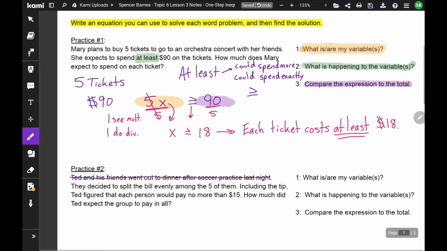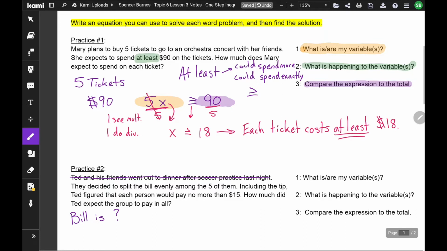So here, they decided to split the bill evenly among 5 people. So that means, what's my variable? Well, it seems like I want to know how much did they pay in all, which would be the bill. Okay, so my bill is something. Okay, this is my variable. My bill is something.